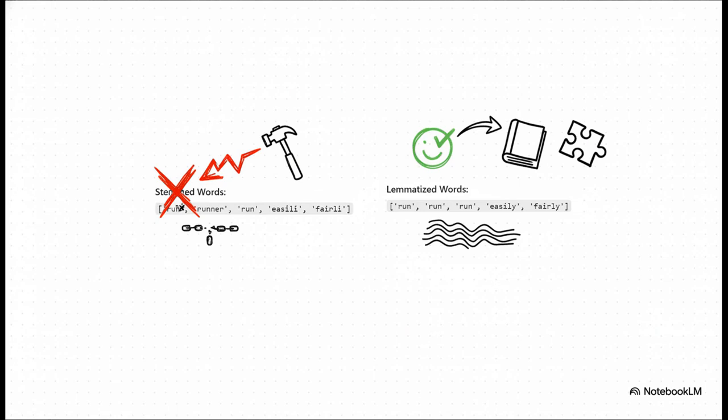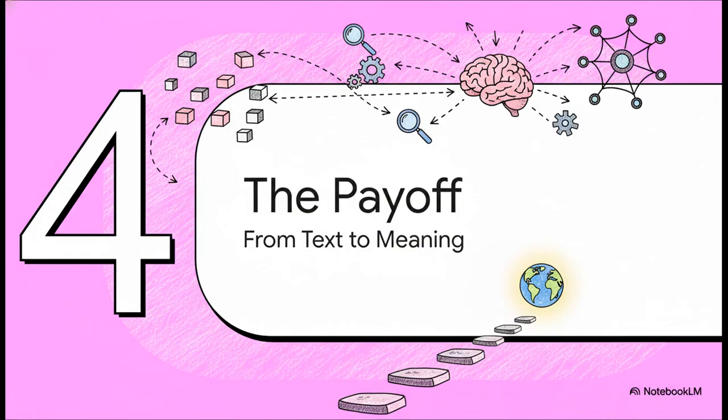And here is the payoff. Remember how our stemmer turned easily into the nonsense word easili? Well, look at what lemmatization does. It correctly identifies that the base form is, in fact, easily. It knows it's a real word, so it keeps the meaning completely intact. That's a huge difference.